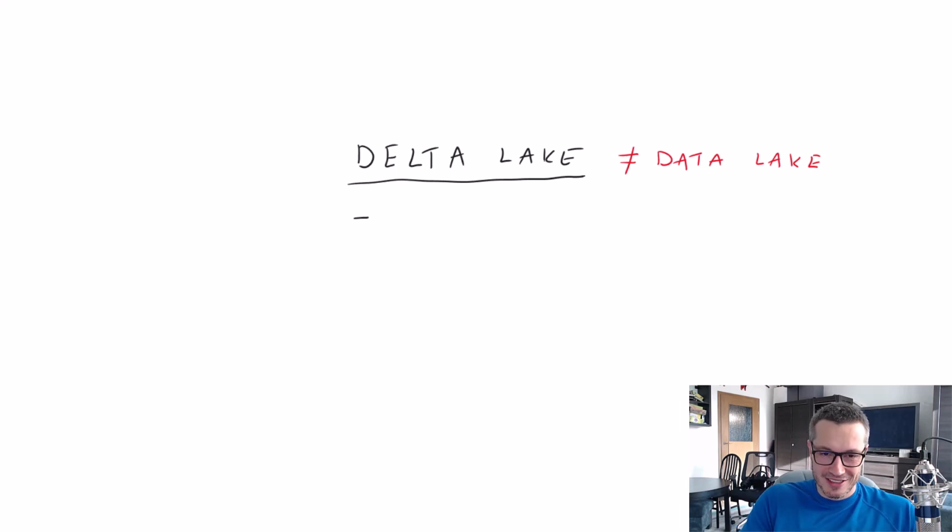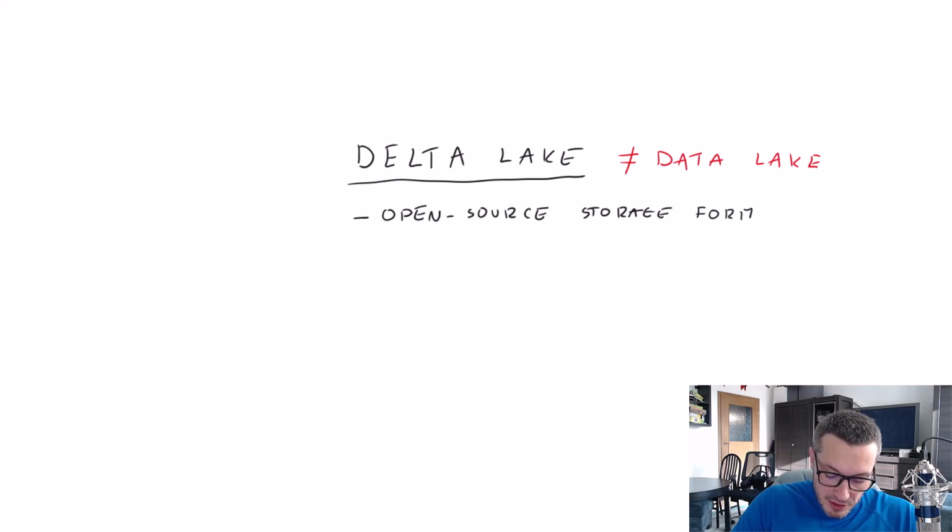So basically, what is Delta Lake? Simply, it's just yet another open source storage format. So you can think of it like something similar to CSV or Parquet. It's just a storage format. And again, like in case of Parquet, it's open source, which means that it is being developed by the community. There is no single company that owns this format.